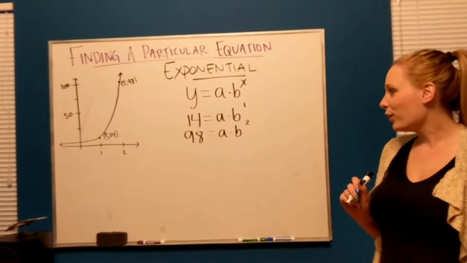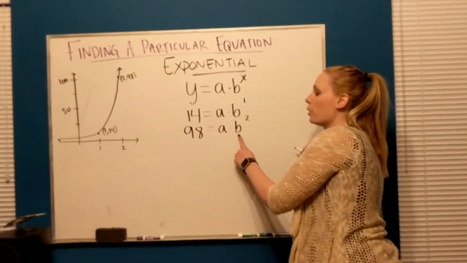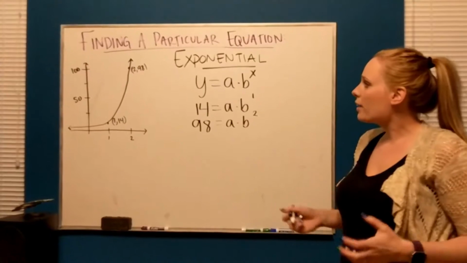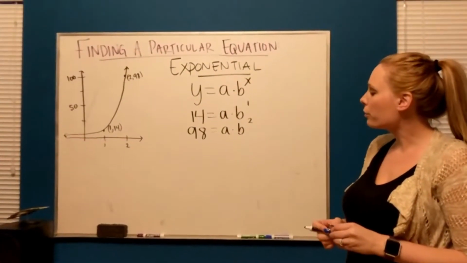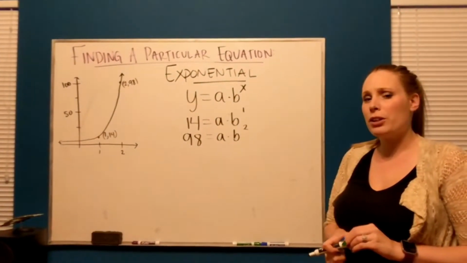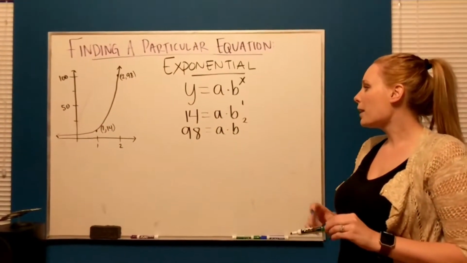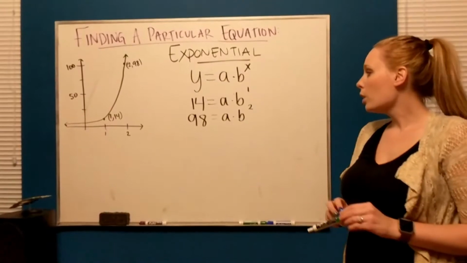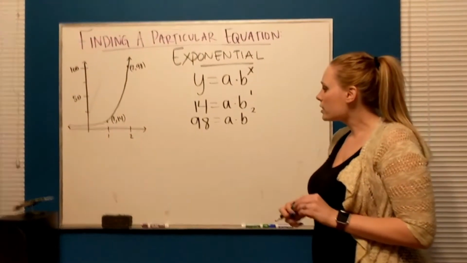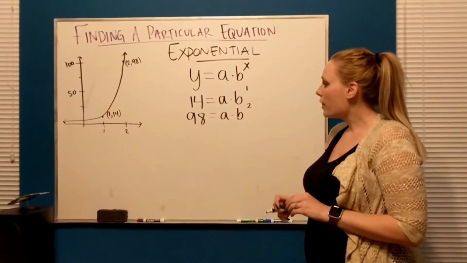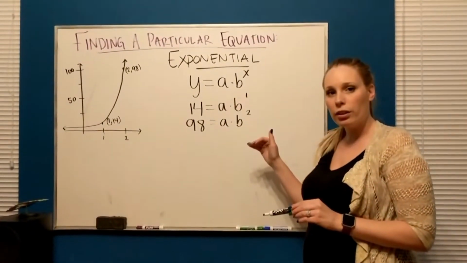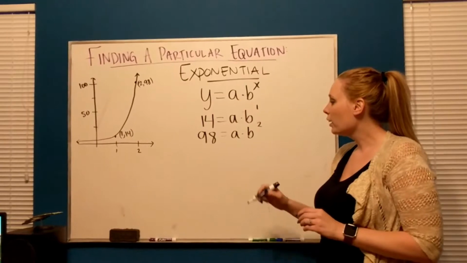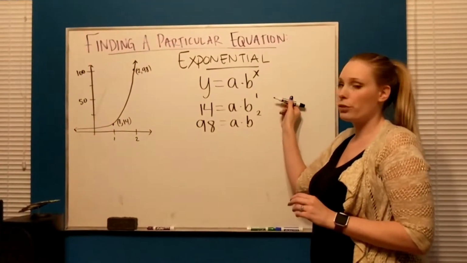Now again, we have 2 unknowns. And again, just like with that power function, we can't just make a matrix on this, because the matrix is only going to work for those systems of linear equations. So when I look at this, I see that if I divide one by the other, my a's are going to cancel out. So I'm going to divide the second equation by the first equation.